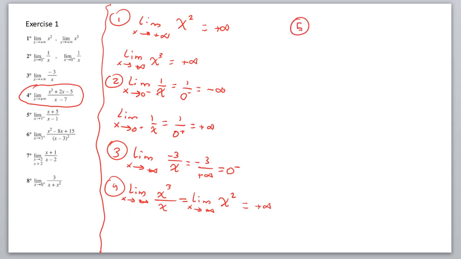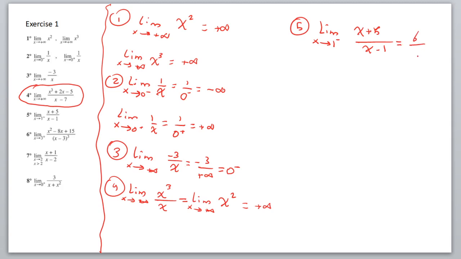Number 5. In number 5, we have limit as x tends to 1 minus of x plus 5 over x minus 1. So let me write here x plus 5 over x minus 1. What should we do here? First, for the numerator I need to substitute 1: 1 plus 5 is 6, over the denominator.